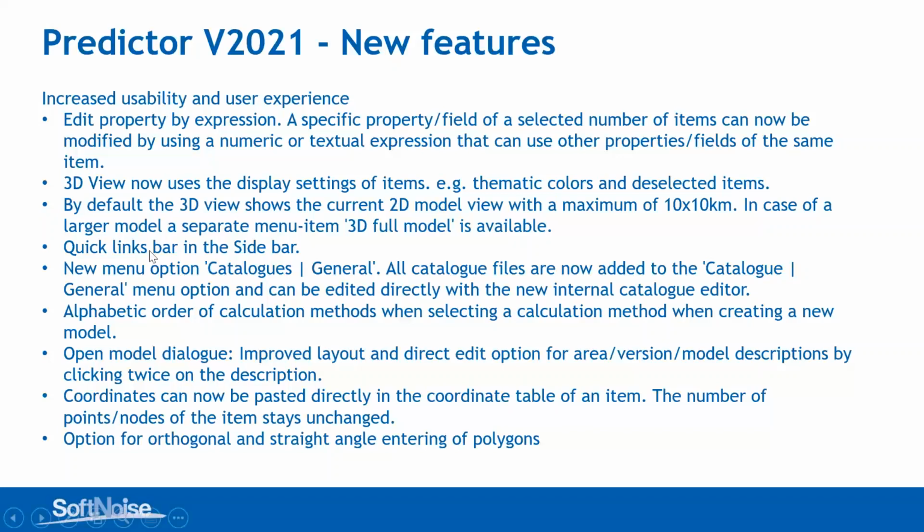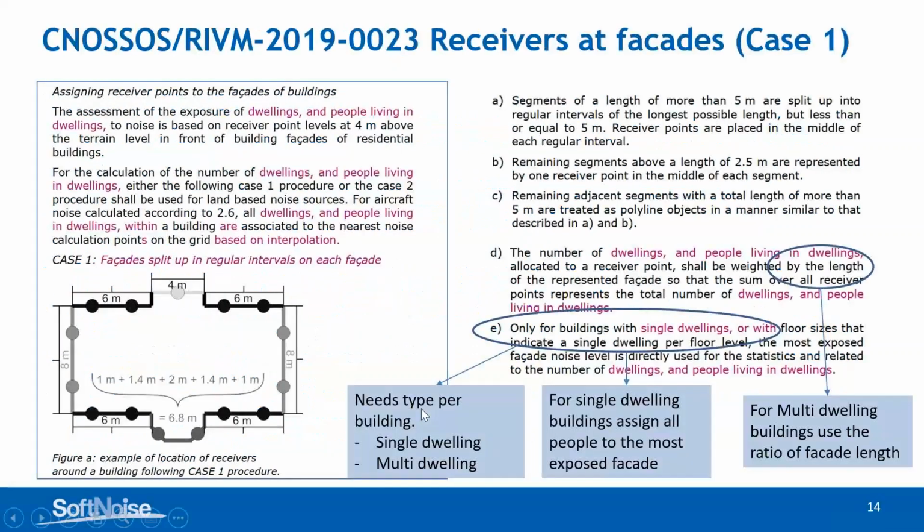There's a new quick links bar in the sidebar, very convenient. New menu option catalogs. We already had that catalog option, but now we also have a new internal catalog editor, which is also very convenient for editing catalog files and some additional other stuff.